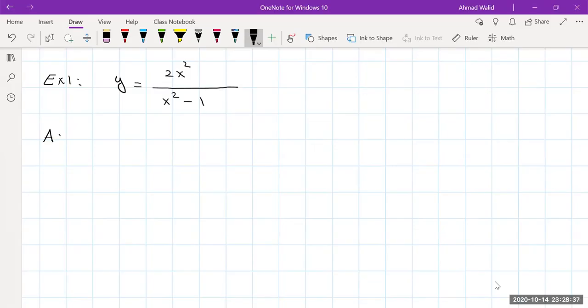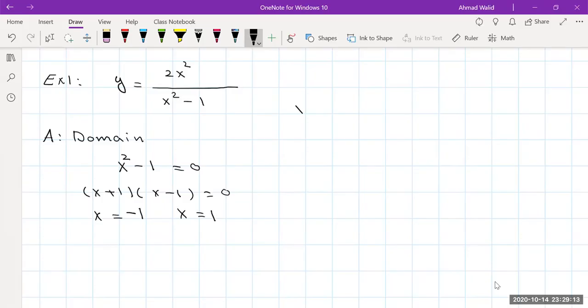My step A was domain. I want to find the domain of this function. You see, it's a rational function. I have to first set the denominator equal to 0, right? What I do, I set x squared minus 1 equal to 0. I will factor it nicely. x plus 1 times x minus 1 equals 0. From here, x equals negative 1. And here x equals 1. These are the vertical asymptotes actually.